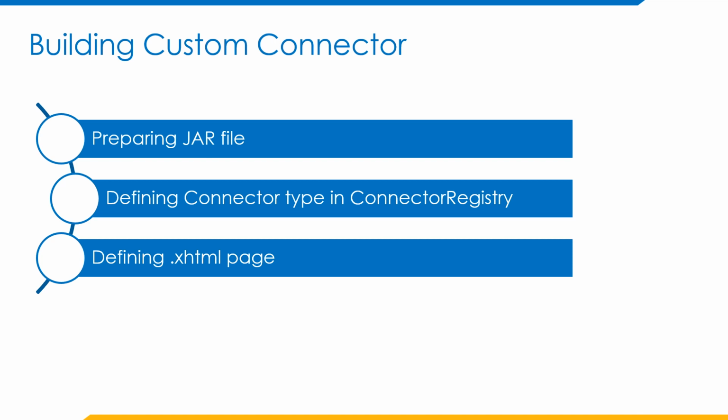To build a custom connector, we should follow these three steps: preparing a jar file, defining connector type and other details in connector registry, and defining XHTML page. Let us look at each step in detail.